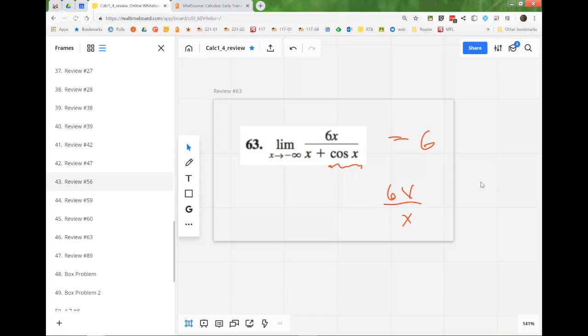Now you can see that the degrees are tied, 1 and 1. The leading coefficients are 6 and 1. Looks like the limit's 6. Check the sign. If the top goes to negative infinity, that's going to be negative. The bottom goes to negative, so it's going to be a +6 because a negative over a negative is positive.